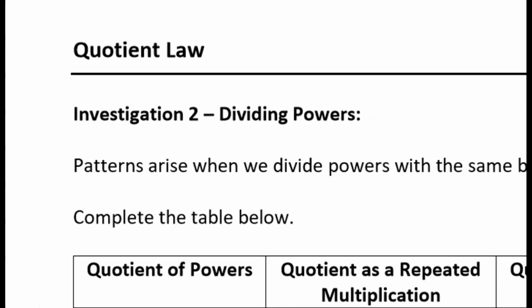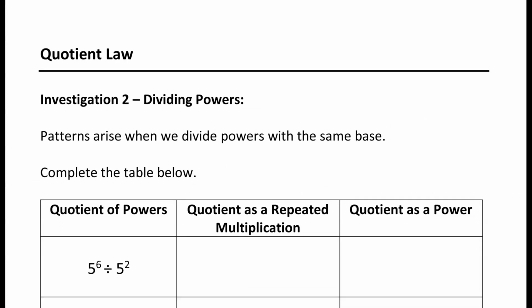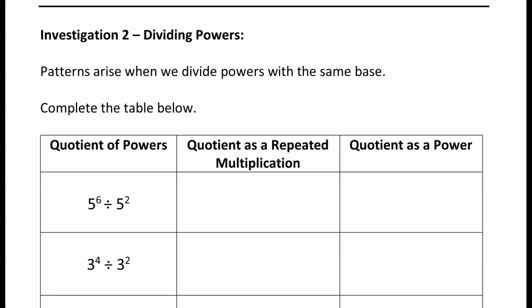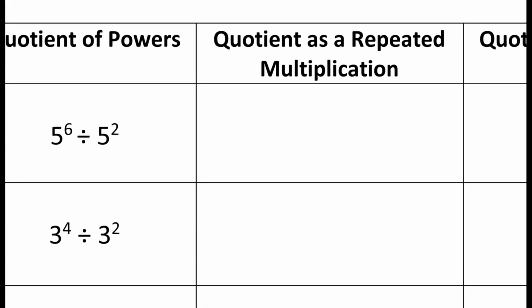Next, we're going to be looking at quotient law. The difference now from product law to quotient law is that we're dividing powers. Now again, it's important that we still have the same base when we're looking to solve for the quotient law. In the first example here, we have 5 to the power of 6 divided by 5 to the power of 2. First thing it asks us to do is write out the repeated multiplication.